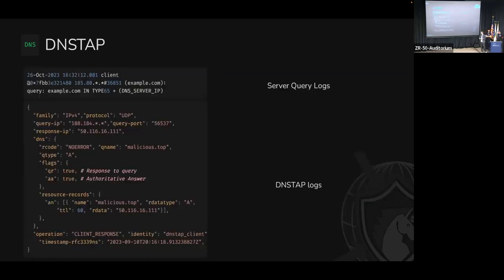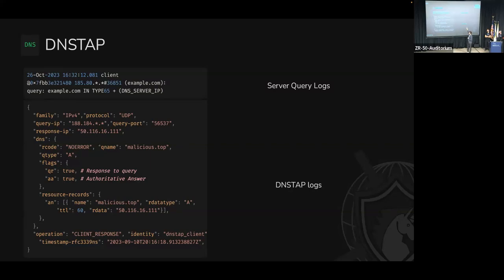So this is, for example, a comparison between logs from BIND that are written directly to disk or syslog, and the logs that are generated from DNSTAP. Keep in mind that this is a kind of trimmed version with only the important parts, but it's trimmed only because I wanted to fit both in one slide.